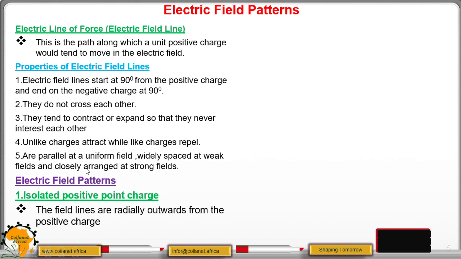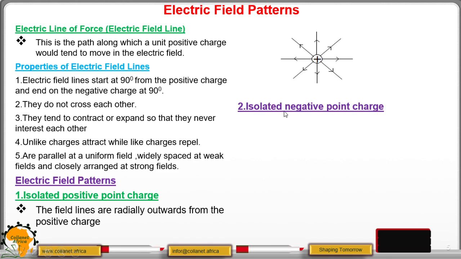When you have an isolated charge, it means that it is all alone. You will find that the electric field lines, because it is positively charged, will be pointing away from the positive charge, and they will go around the charged body. So this is the electric field pattern of a positive point charge. You can see that.